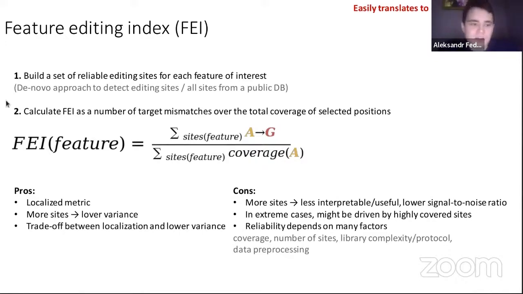In extreme cases, this index can be driven by highly covered sites, but it's usually not the case if sites are close to each other. And again, reliability depends on many factors like coverage, number of sites, library complexity, data preprocessing. Still a good tool to use in real studies.